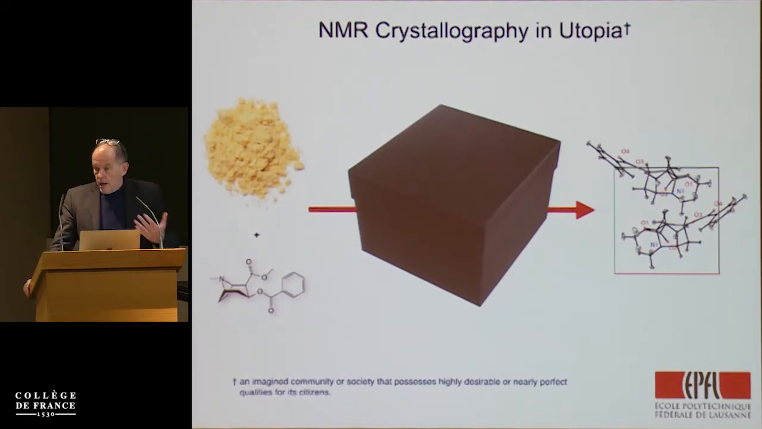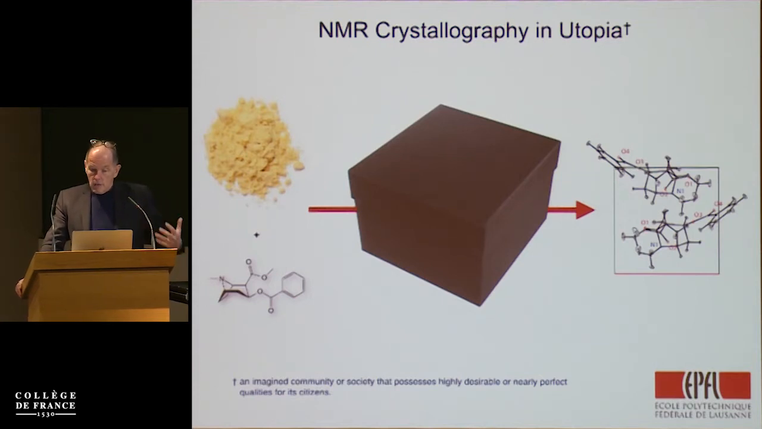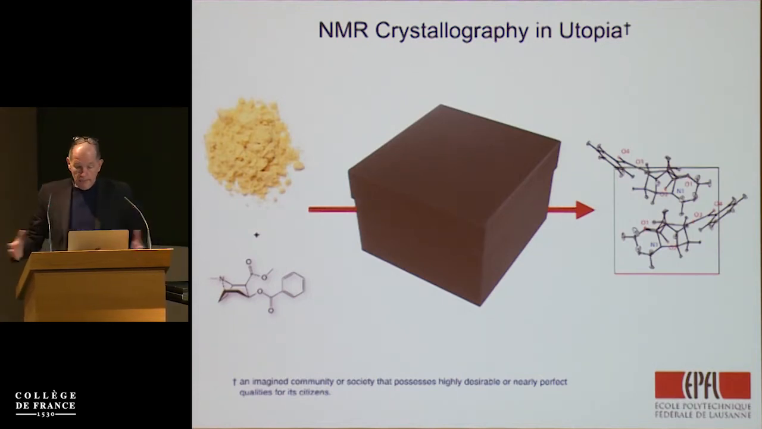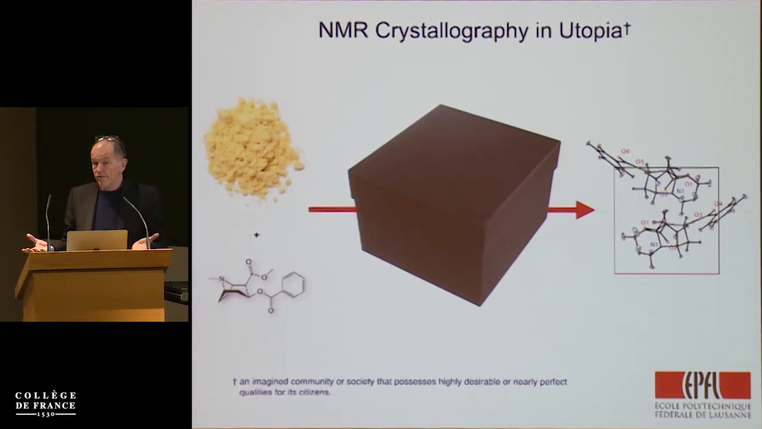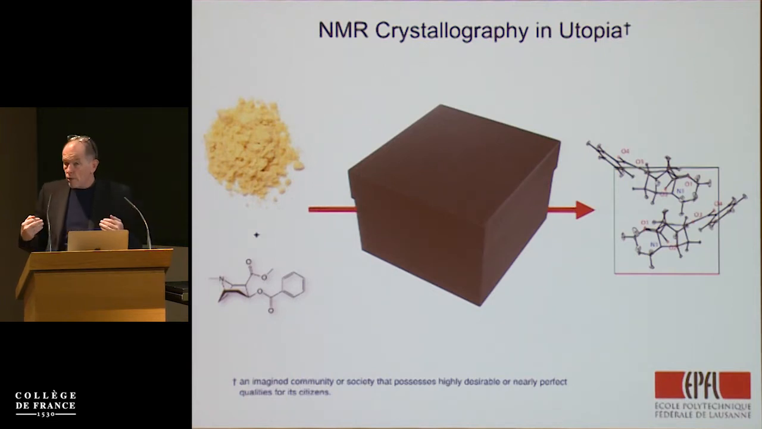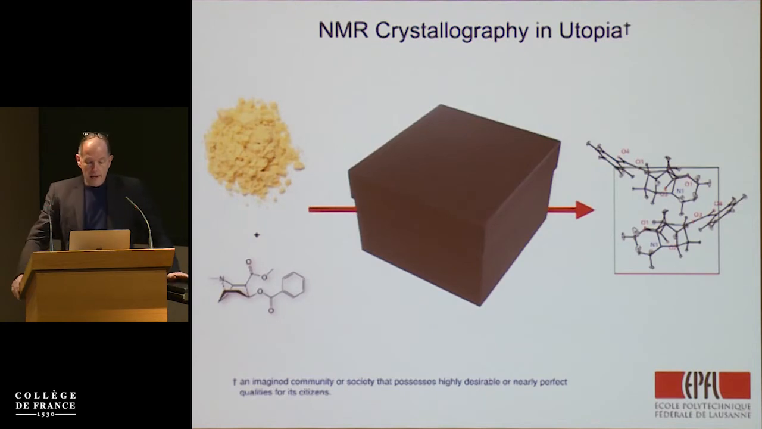So if we are thinking of crystals, then this is the way I see utopia. Utopia is an imagined community or society that possesses highly desirable or nearly perfect qualities for its citizens. A lot of people think that's France, but I moved away from France now, and I can see from the outside it's not quite true yet.